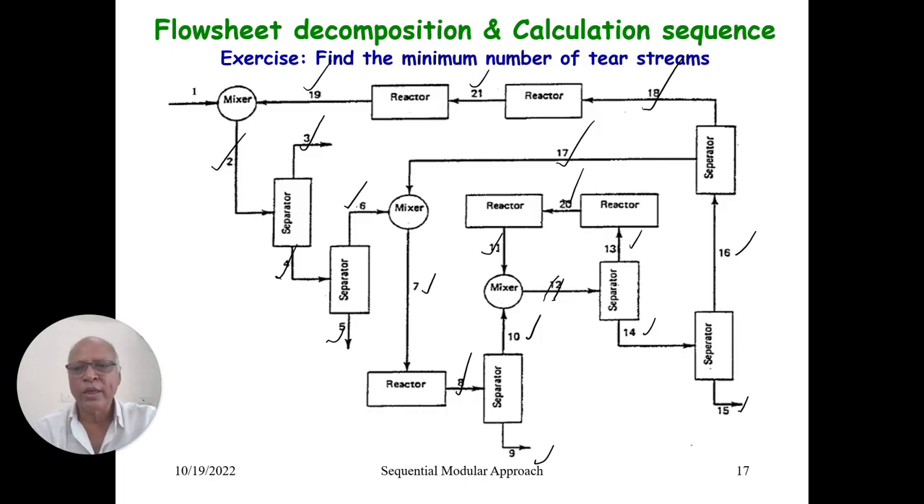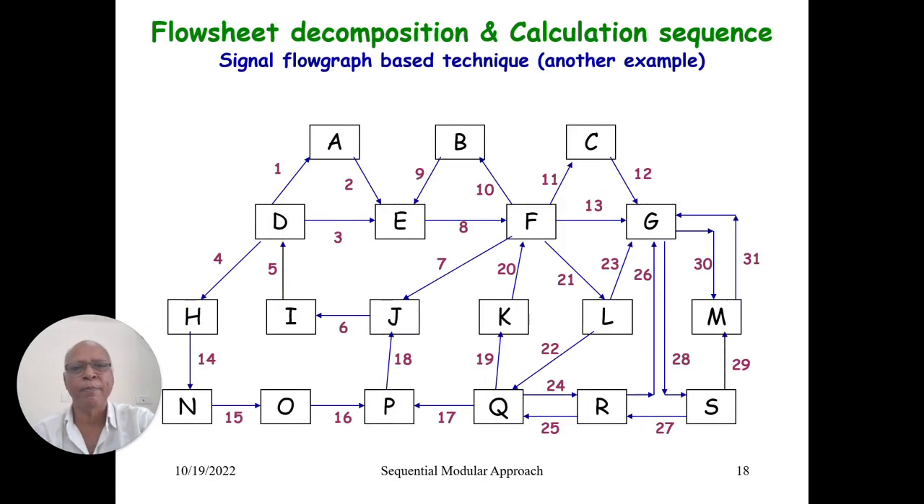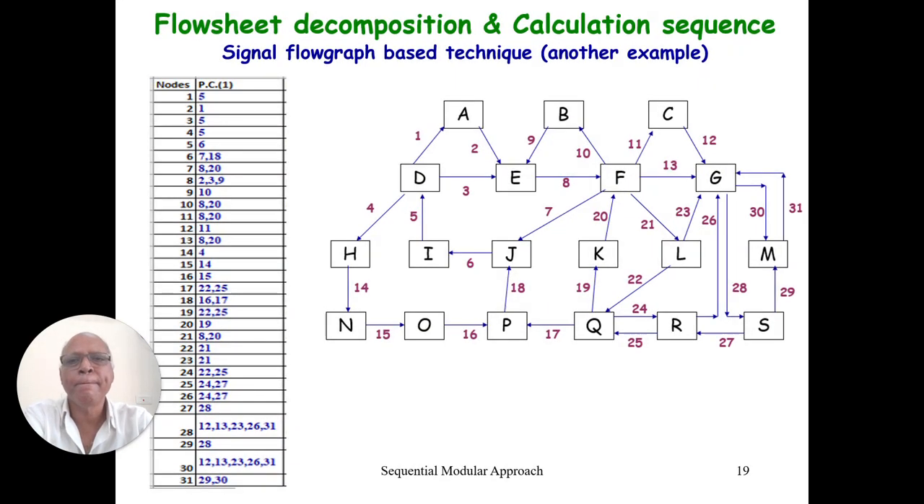So you could see that this problem can be solved with only one tear stream. So that is the tear stream. Now let me take this example. Don't be under the impression that this is created. It is actually taken from a reference which belongs to a particular part of the flow sheet. Now how do we solve this problem? There may be a few other cases that come into picture, so please follow this carefully.